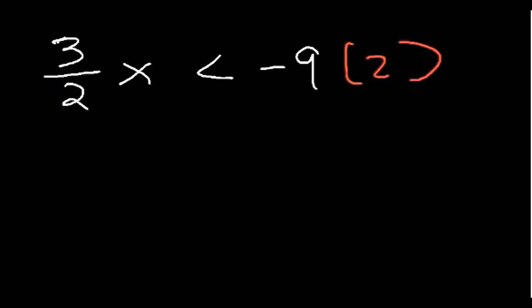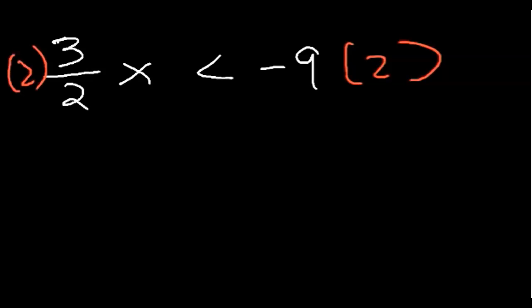Consider this problem. 3 over 2x is less than negative 9. What is the answer for this? What's the first thing that you would do to solve this particular inequality if you have a fraction? The first thing I would do is try to clear away the fraction. Notice that we have a denominator of 2. So I'm going to multiply the left side and the right side by 2.